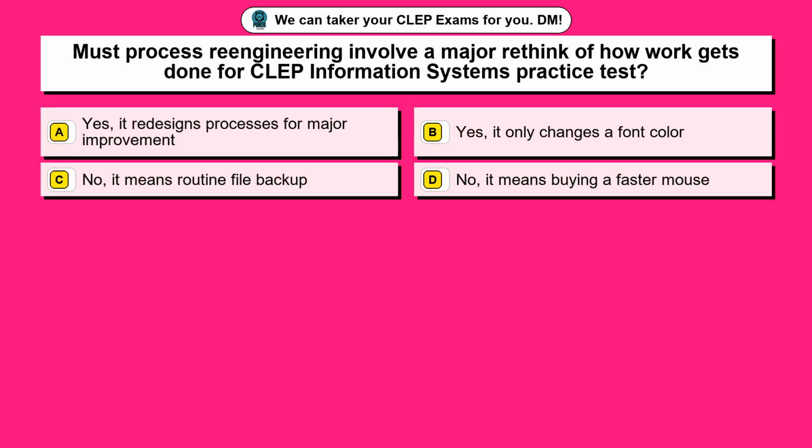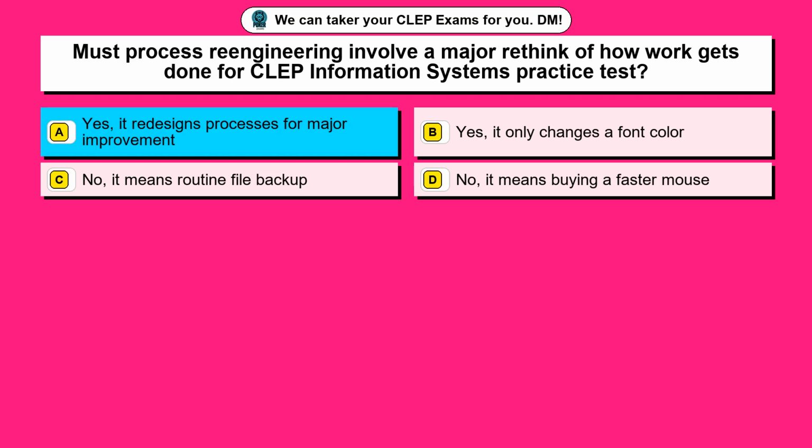Question 17. Must process reengineering involve a major rethink of how work gets done for CLEP Information Systems practice test? Option A. Yes, it redesigns processes for major improvement. Option B. Yes, it only changes a font color. Option C. No, it means routine file backup. Option D. No, it means buying a faster mouse.